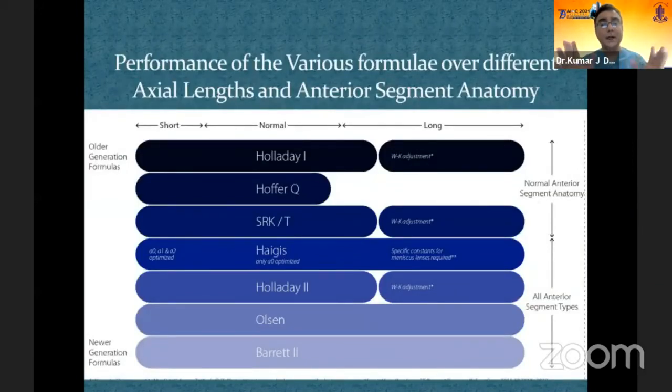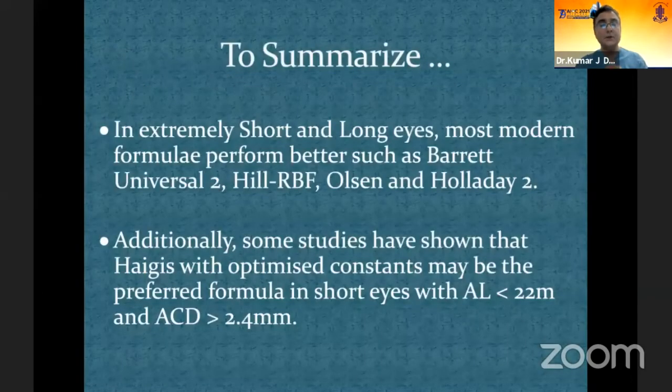So this chart actually says quite a bit. In short eyes, yes, you have the Olsen and the Barrett 2 and the Holladay 2. In the long eyes, the Barrett 2 and the Olsen work very, very well. Or you may need to do a VK, that's a Wang-Koch adjustment, if necessary in long eyes. This may not be necessary in short eyes. So to summarize, in extremely short and long eyes, modern day formulas perform much better.